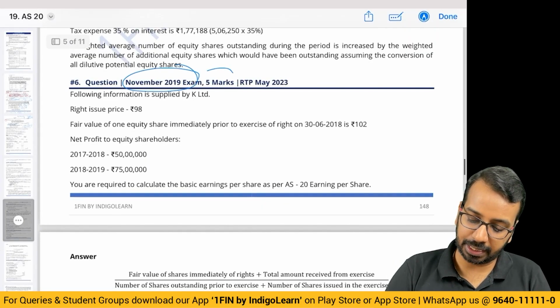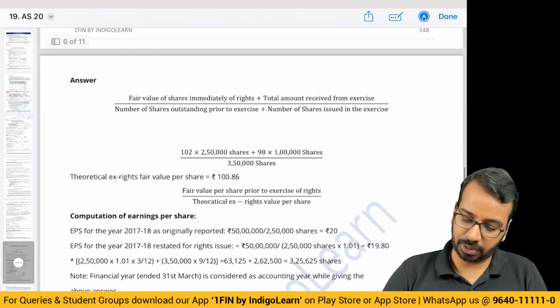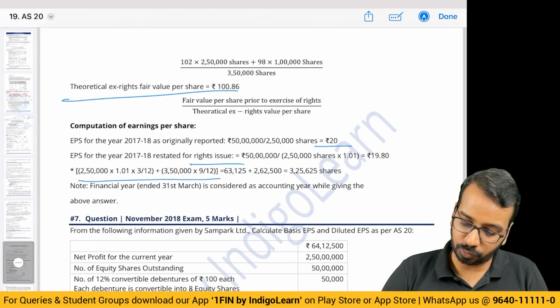See again, November 19, 5 marks. Same question. Rights issue, prior 50 lakhs, current year 75 lakhs. So calculate theoretical ex-rights price, originally reported, restated, and the new weighted average.